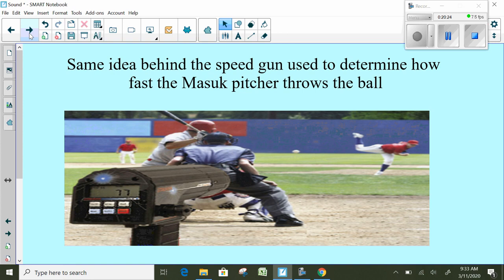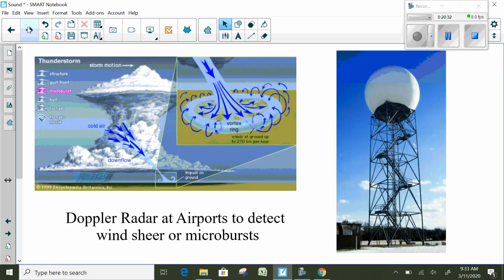Same thing in baseball. Baseball pitchers, the coach usually has a speed gun to measure the speed of the pitcher. So this has a main application. Same thing at airports. They have Doppler radar to look for downdrafts. Fast-moving areas could cause a problem to airplanes.